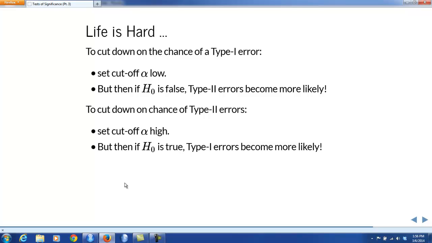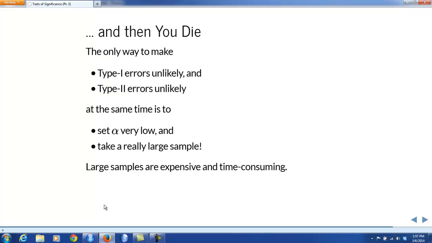But then, if the null hypothesis actually is false, and you're making it hard to reject the null hypothesis, then you're making it more likely that you're going to commit a type 2 error. And if you want to cut down on the chance of type 2 errors, you might want to make it easier to reject the null hypothesis so that you'll more often reject the null when the null really is false. Well, to make it easier to reject the null hypothesis, you should set your cutoff value alpha high. But then, when the null hypothesis is true, type 1 errors are going to become more likely. Life is hard, and then you die.